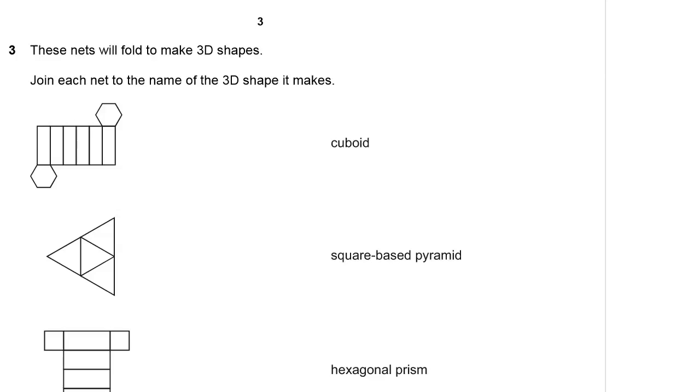Number three, these nets will fold to make 3D shapes. Join each net to the name of the 3D shape it makes. Firstly, we have a net which has got six sides.